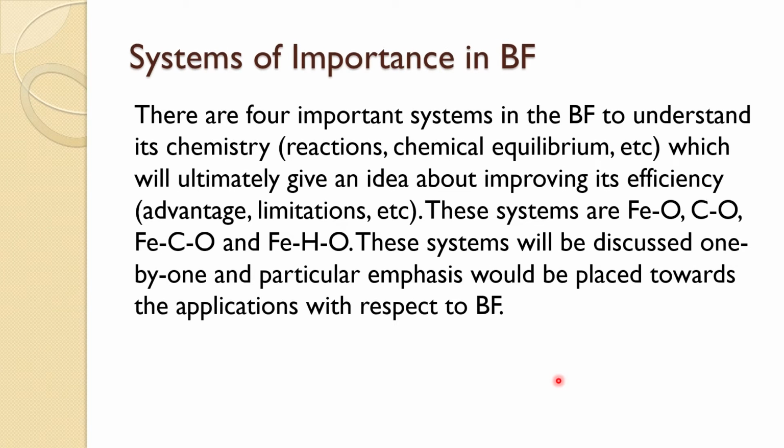So, there are 4 important systems in the blast furnace to understand its chemistry, reactions, chemical equilibrium, etc., which will ultimately give an idea about improving its efficiency, advantages, limitations, etc. These systems are the iron oxide system, which we just saw, carbon oxygen, iron carbon oxygen, and iron hydrogen oxygen. These systems will be discussed now one by one in the coming slides, and their application to the blast furnace will be discussed.